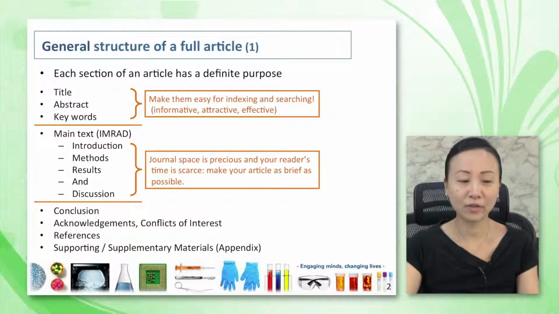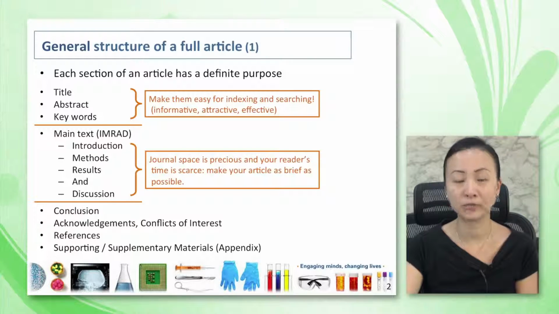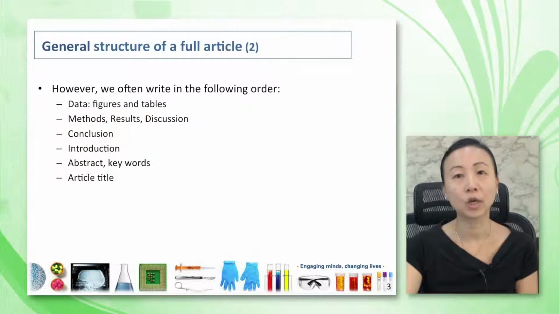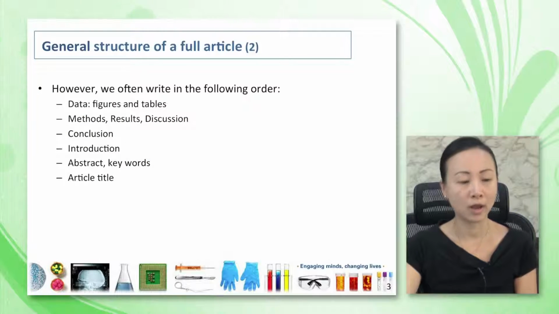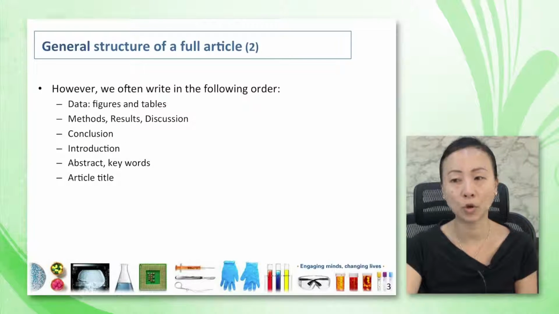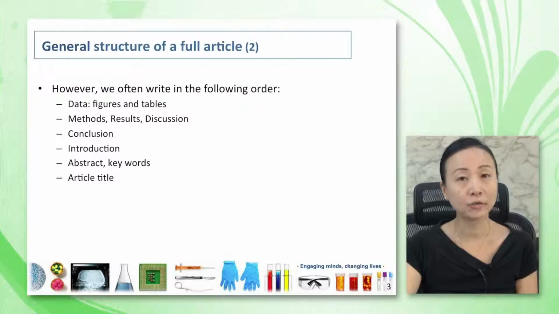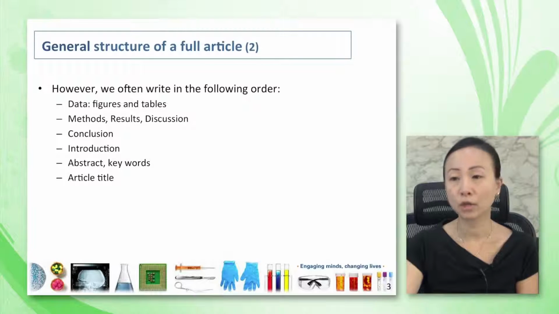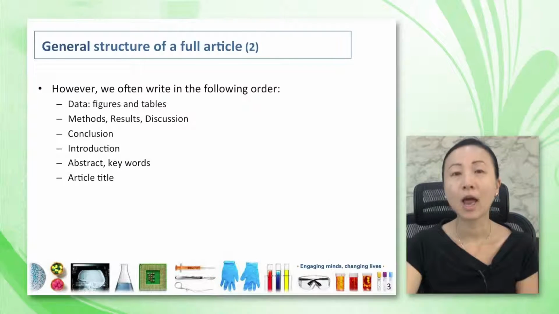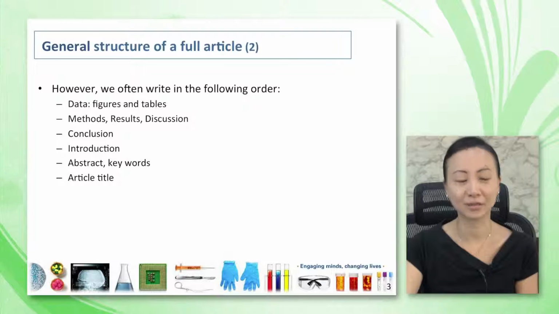Even though the article is presented in its final form in this structure, you will find that it is often better to write the manuscript according to a different order that allows you to develop your core messages first, i.e., data in the form of figures and tables, followed by the methods, results, and discussion. Then the conclusion, introduction, abstract and keywords, and finally the article title.